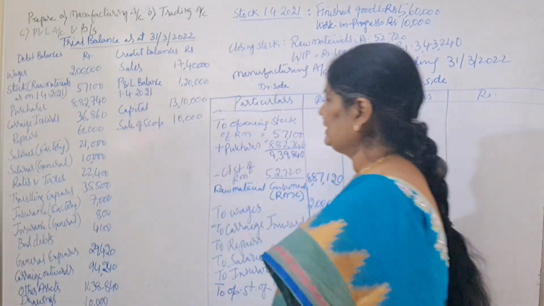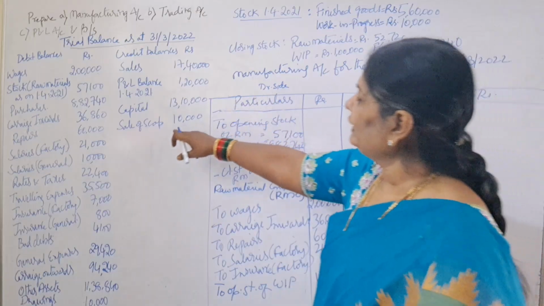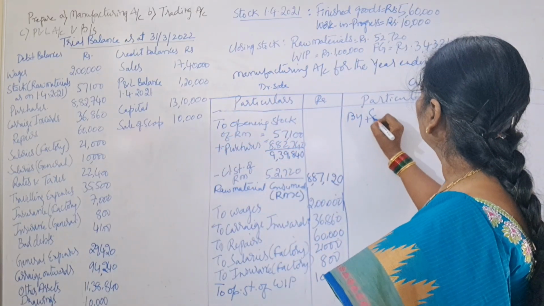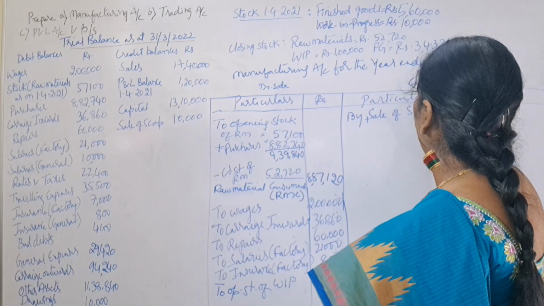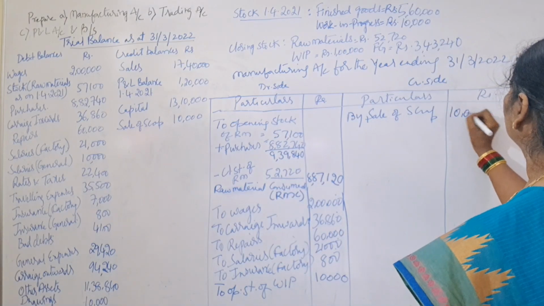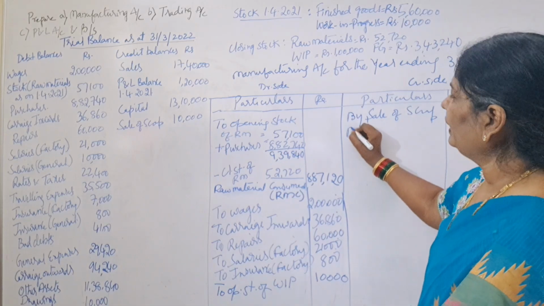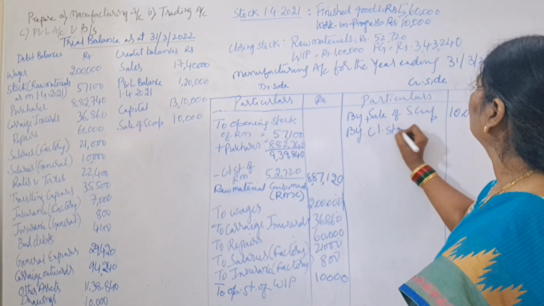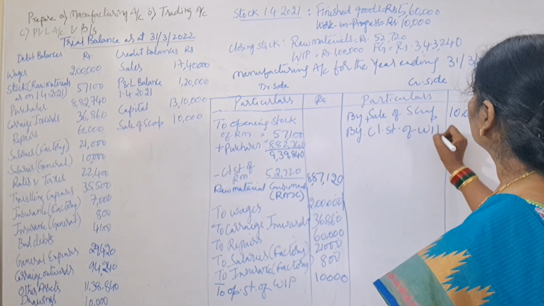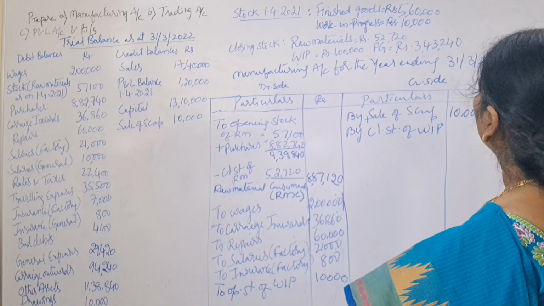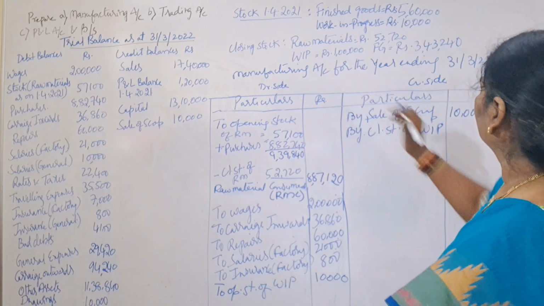Next we will come to the credit side. On the credit side, what will you take? We will take by sale of scrap. What is the sale of scrap amount? 10,000. Next, by closing stock of work in progress. So what is the work in progress closing stock? 1 lakh.